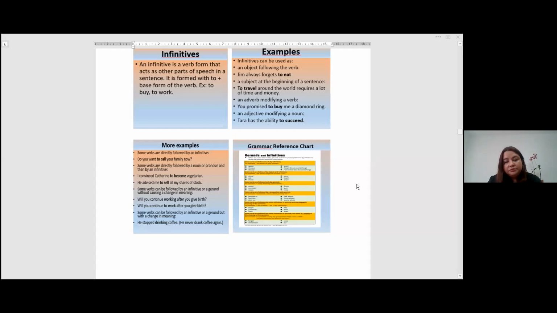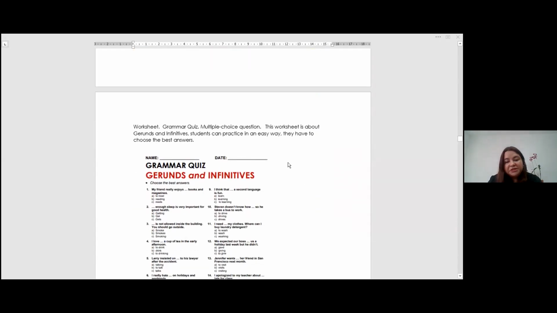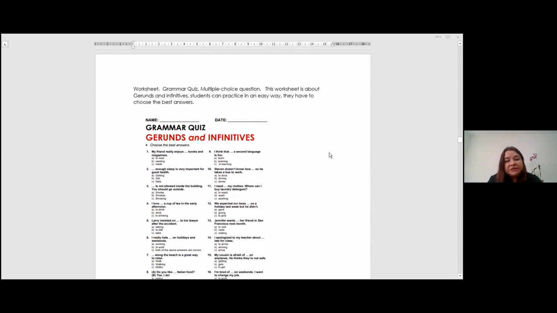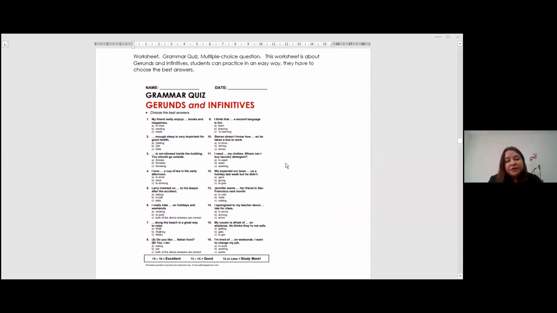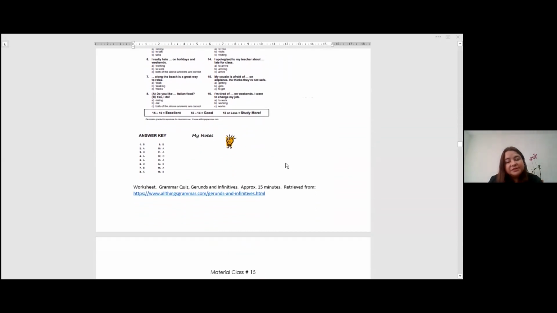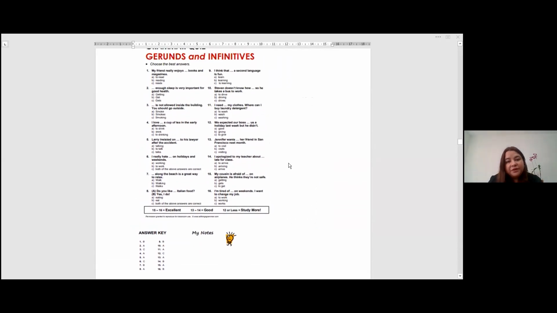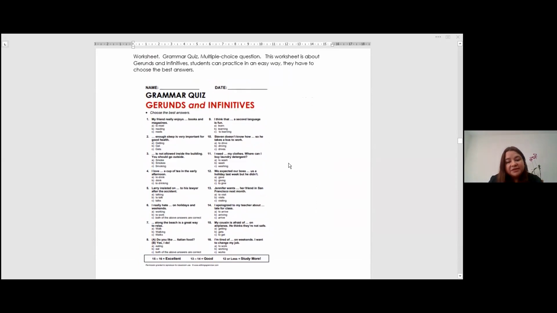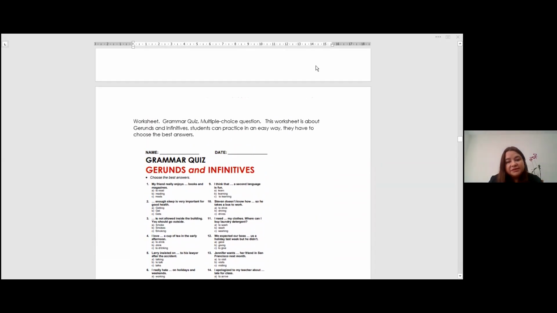Okay, I'm going to show you the supplementary material about the worksheet, grammar quiz. Okay, this worksheet is about gerunds and infinitives. Students can practice in an easy way. They have to choose the best answer. Okay, it's a grammar quiz. It's for practice only in the class. Okay, and here there is an answer key. As you can see, there are 16 statements, okay?